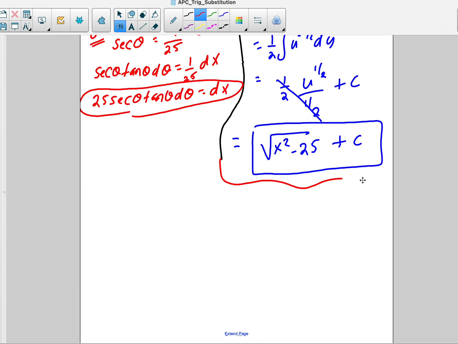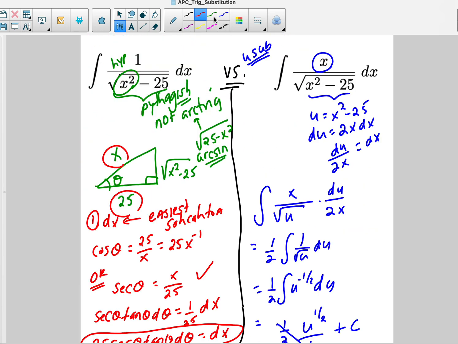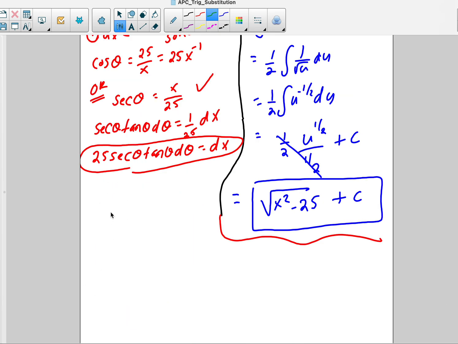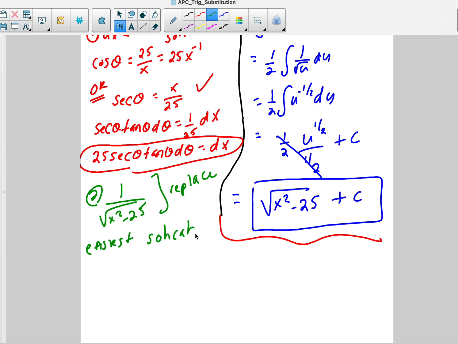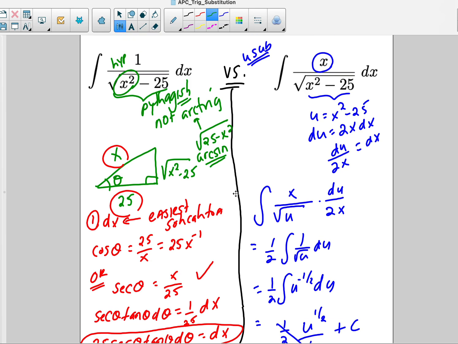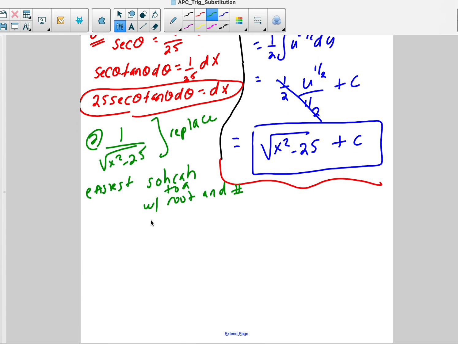Spoiler alert. Okay, so the second part of my arc trig is I need to replace that 1 over root x squared plus or minus 25. I want to replace this, and the way to do that is to pick the easiest equation. So again, we pick the easiest SOHCAHTOA that involves the root and a number. If I go back up to my triangle, the root is the opposite side, the number is the adjacent side. I want tangent, right?